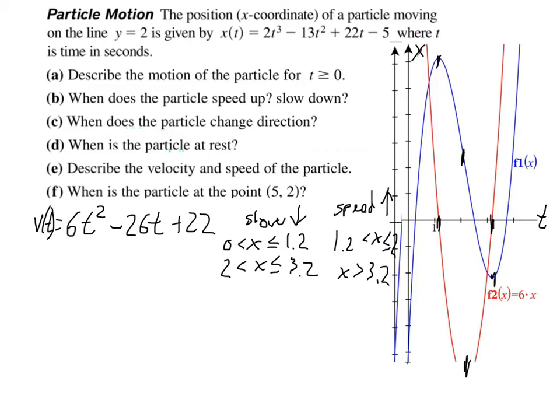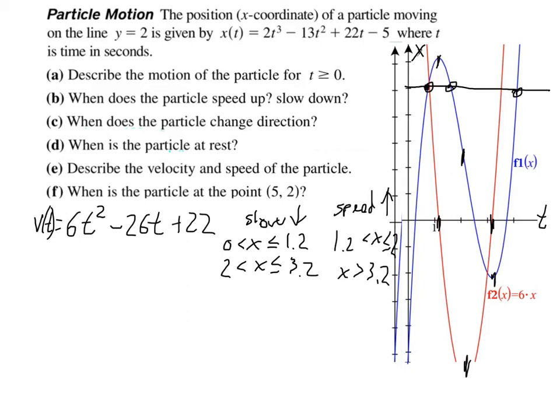I need to just count up 1, 2, 3, 4, 5. It's asking when does it hit 5 here. So when is the position at 5? So the position is at 5 at that point, and at that point we have a particle at the point 5, 2. It's always at a height of 2 because it says the line y equals 2. So those would be those 3 points.